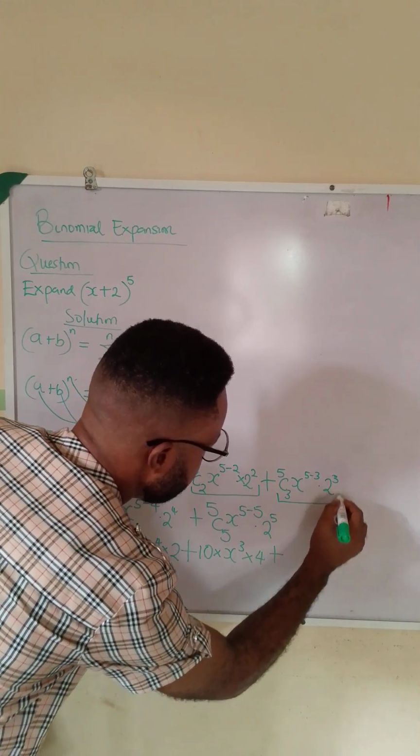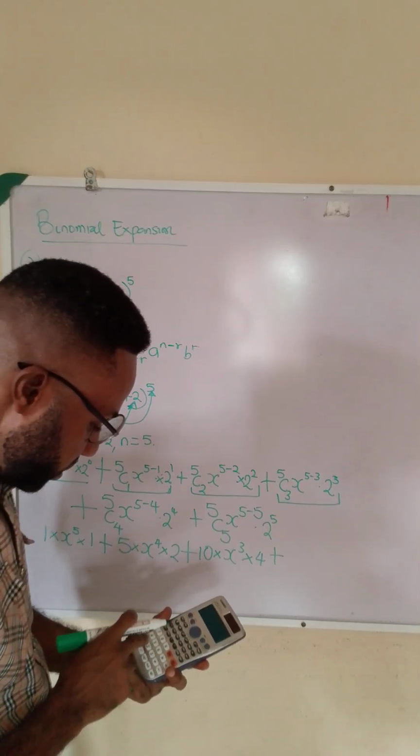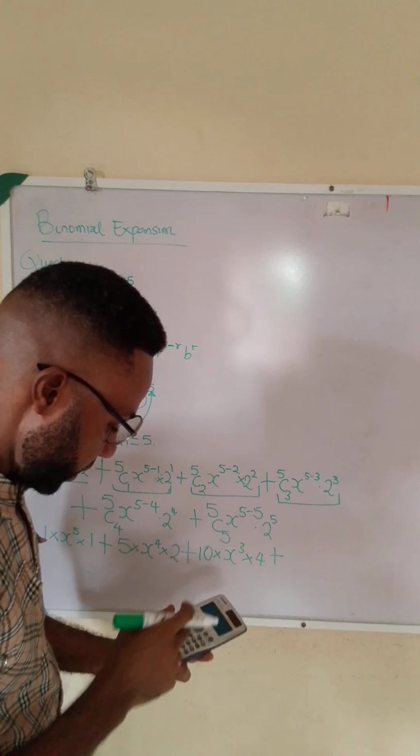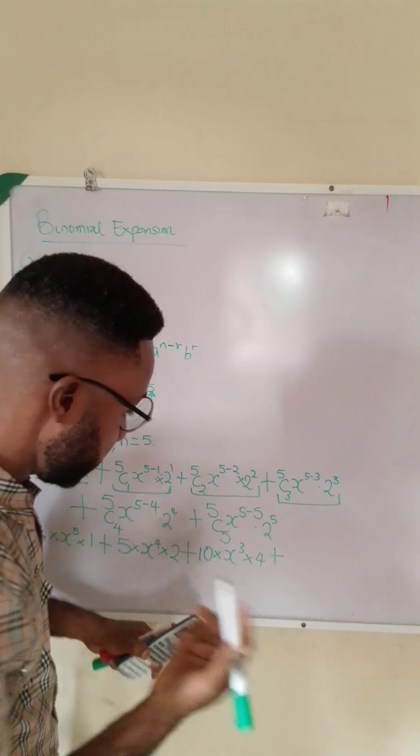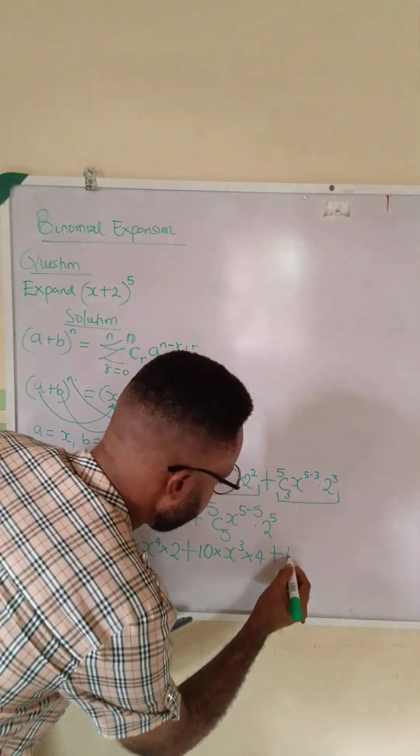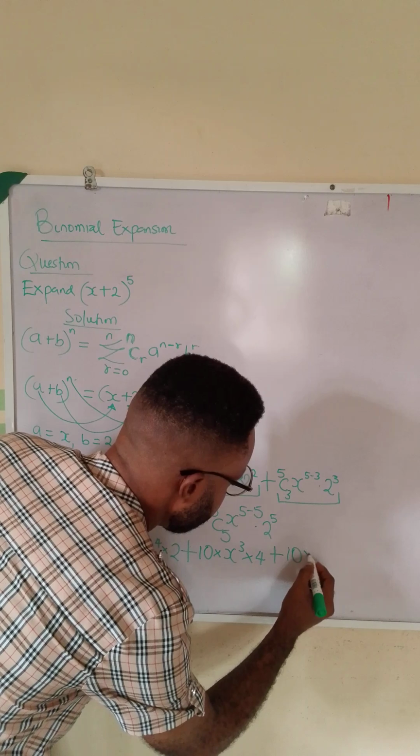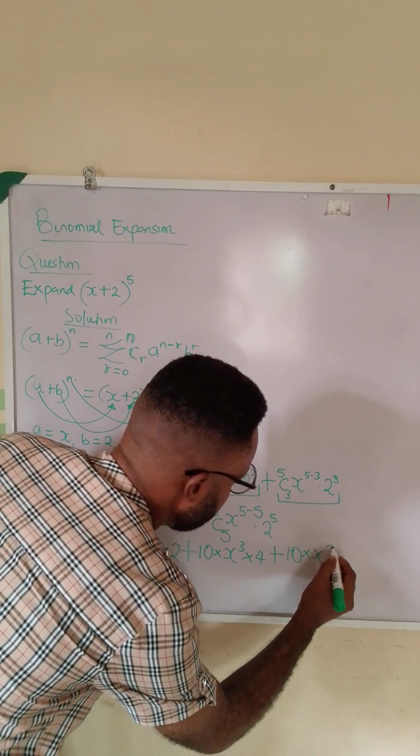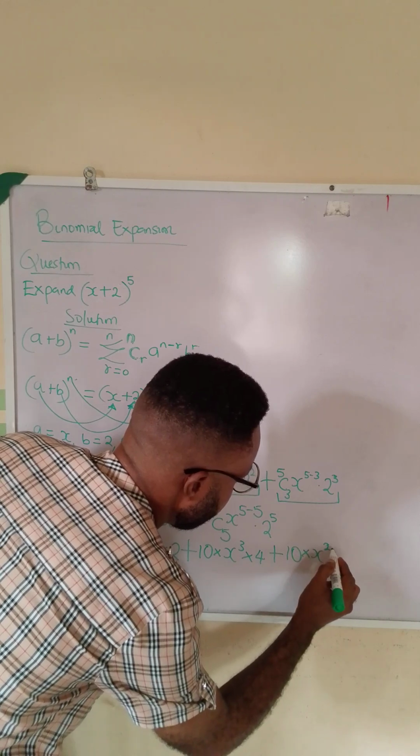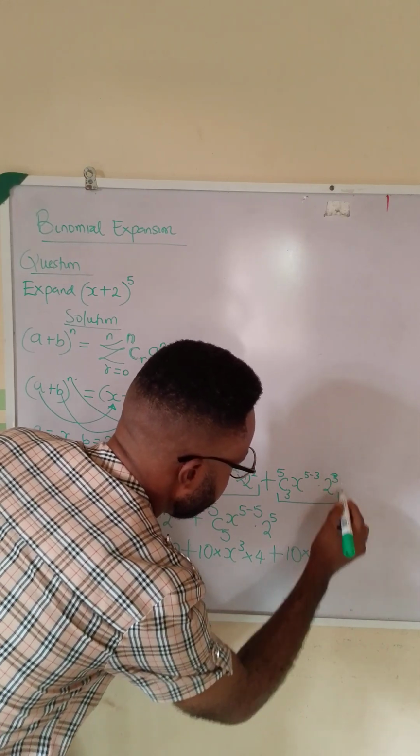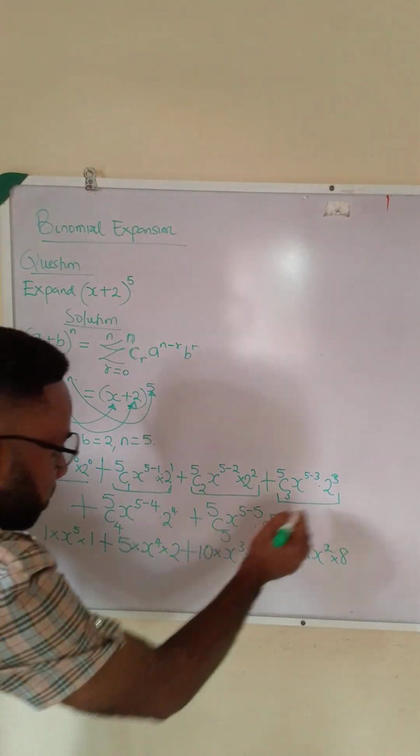So we now take this. Okay. So 5 combination 3. So we check 5 combination 3 is still 10. So we have 10. X raised to power 5 minus 2 will give us times x raised to power 2 times, so 2 raised to power 3 here will give us 8. So we continue down here. So we are done with this.